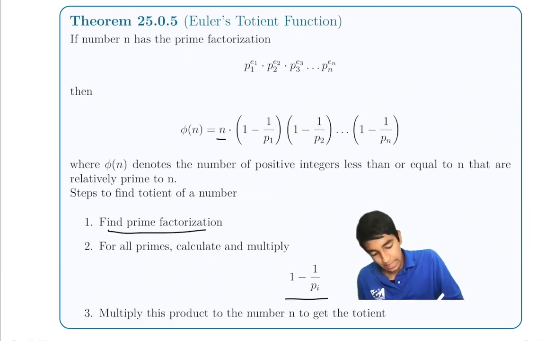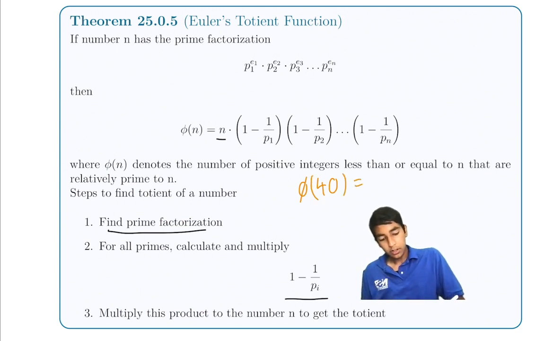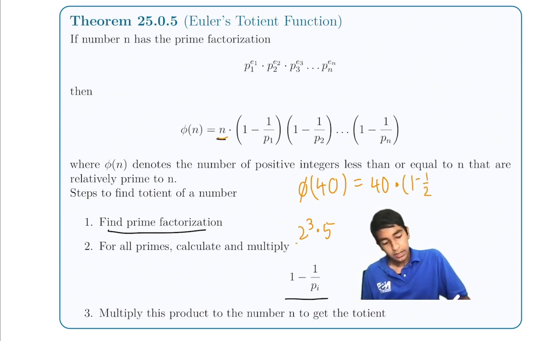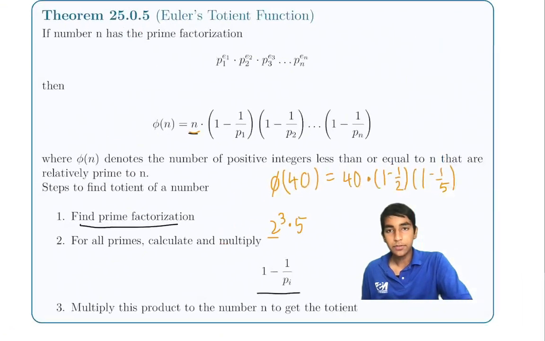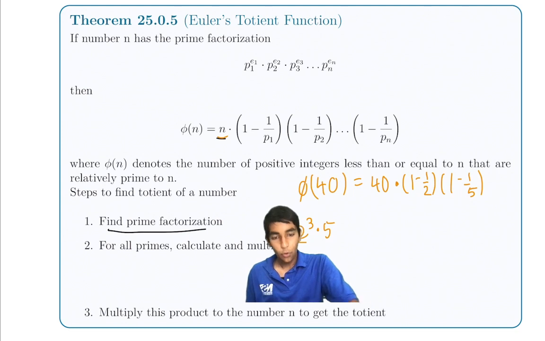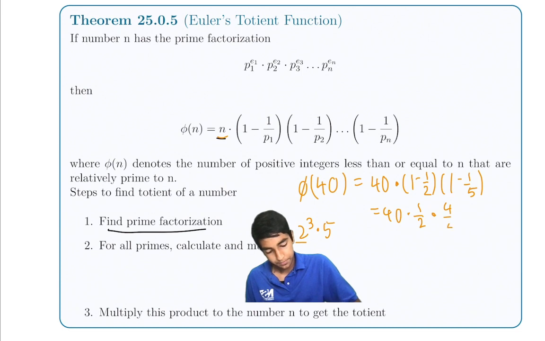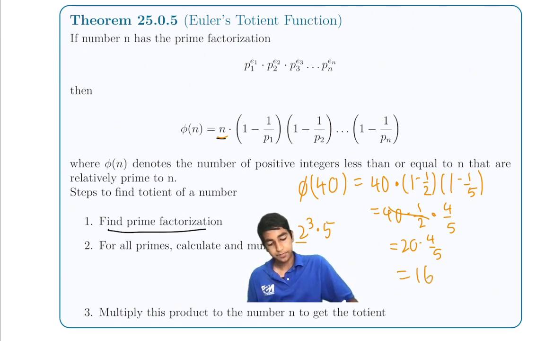So let's take a quick example, 40. Find totient or phi of 40. Well, 40 is 2 cubed times 5. So what we do is we do 40, this is the n term, times 1 minus 1 over 2, because there's a 2, times 1 minus 1 over 5, right? And this simplifies to 40 times half times 4 fifths, which is 20 times 4 fifths equals 16. So the totient of 40 is 16.